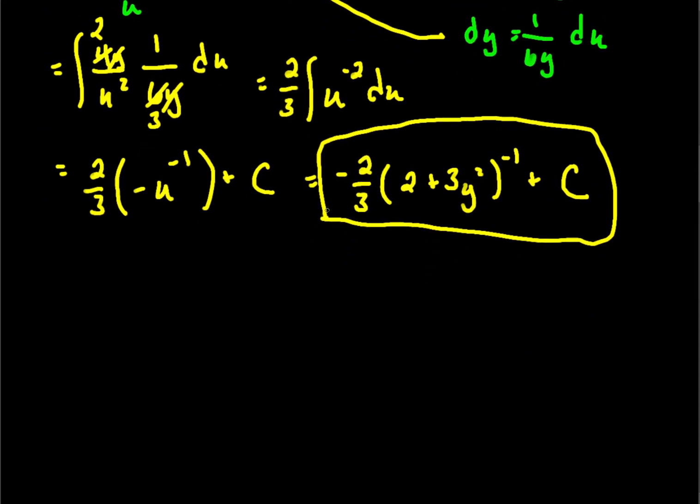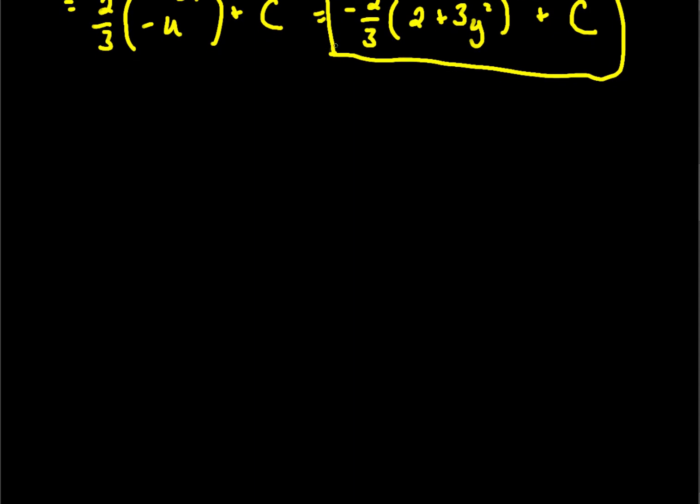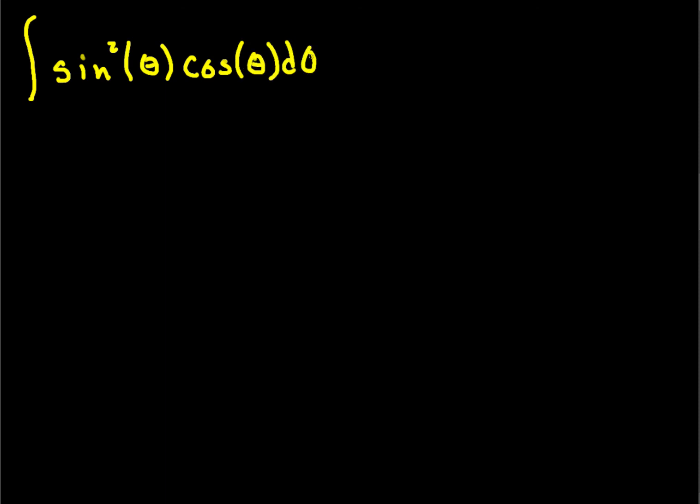Let's do some more. Really, you get good at u substitution just by doing u substitution. So to get good at this, you just have to do lots of examples because u subs can come in all shapes and sizes. So let's look at sine squared of theta times cosine of theta, all with respect to theta.